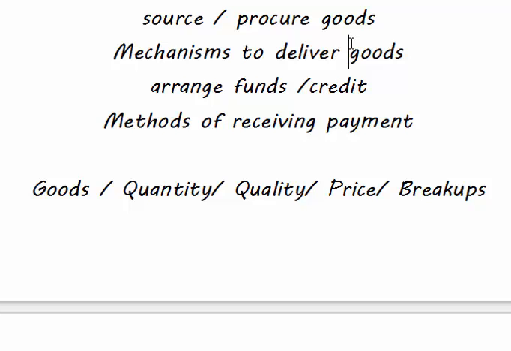Thereafter, the buyer and seller will have to agree upon the goods. What are the goods to be supplied? The exact specification or description of what the goods should be, how much the quantity should be, what the quality should be, at what price, what the unit price and the total price are, and what the breakups are.